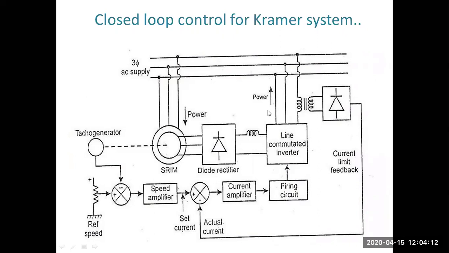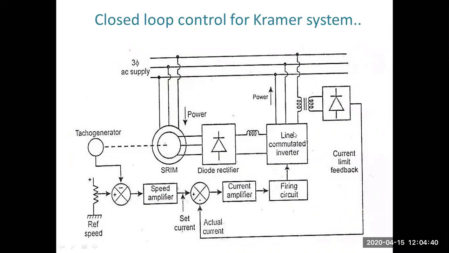This is the power which is fed back to the main supply system, and this is the power taken from the main supply system. So this power is taken from the supply and given to the rotor. And what we are doing here, we are converting this rotor side power into the DC form, and then we will convert it into the AC form. And this AC power is again fed back to the main supply system. But how is this power controlled? This power is controlled through the output voltage of this inverter.